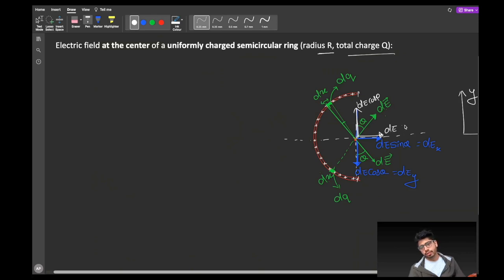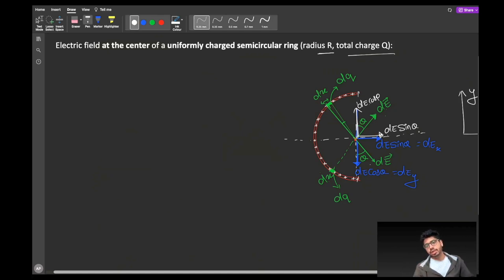If you look at this carefully, the dE cos theta components are opposite and equal, so they have to cancel out. In the same way, if you take another dq element here, again they will cancel out. Every time, dE cos theta is going to be cancelled out. That should be reflected in our calculations also. After that, we are going to do that.